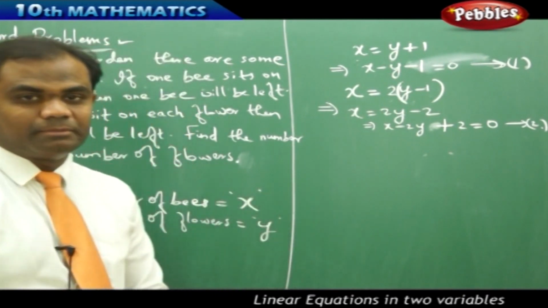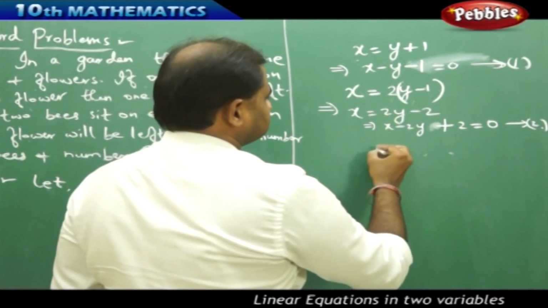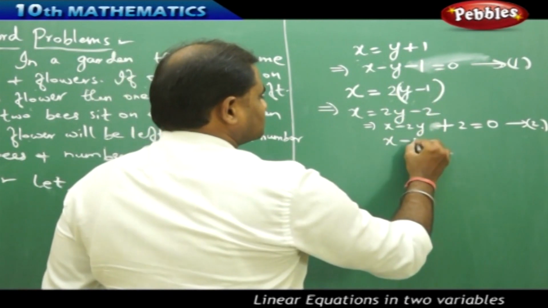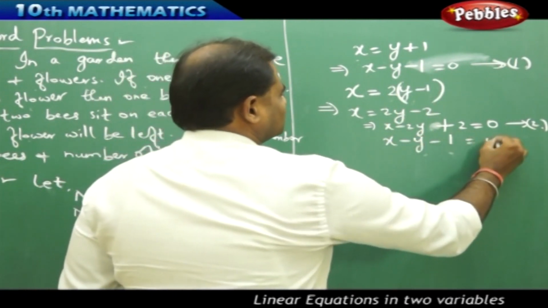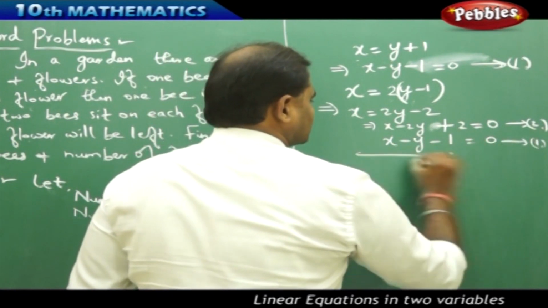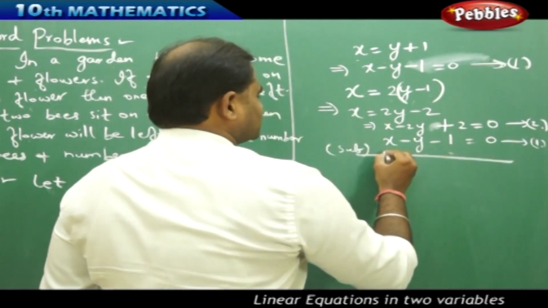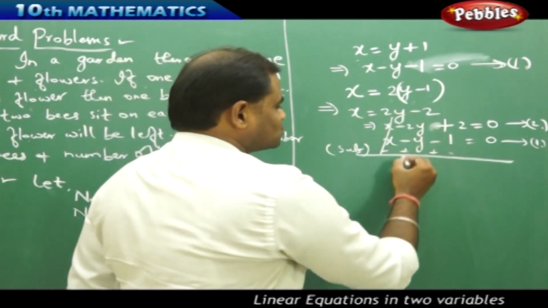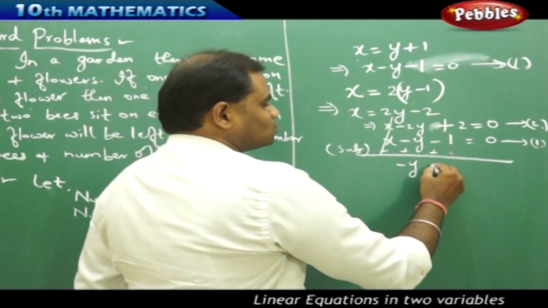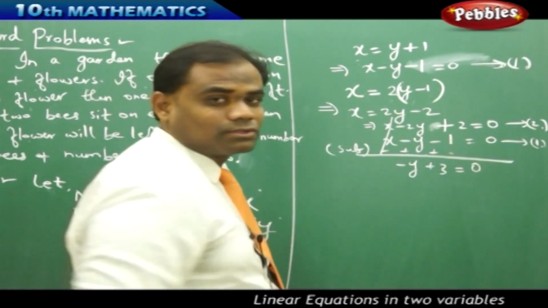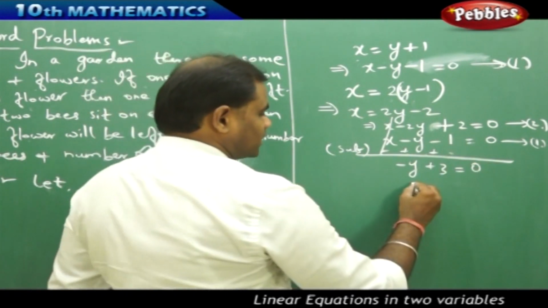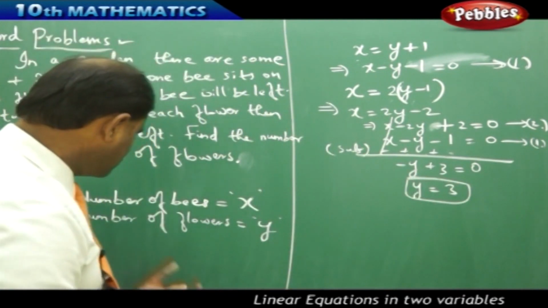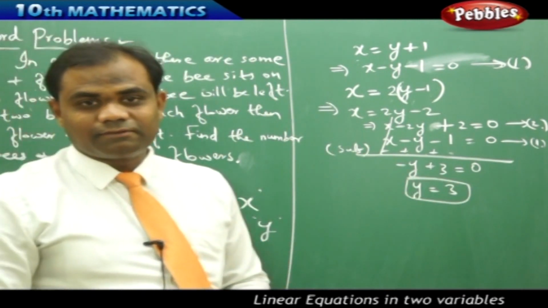So let's see the elimination method, where I take the 2 lines. I take line 1 below line 2, which is x minus y minus 1 equals 0, which is equation 1, and I subtract the 2 equations so that the signs change, and then this gets cancelled and I get minus 2y plus y is minus y, 2 plus 1 is 3, which is equal to 0. And therefore I get y equals 3. So indirectly I identify that the number of flowers is 3. There are 3 flowers in the garden.